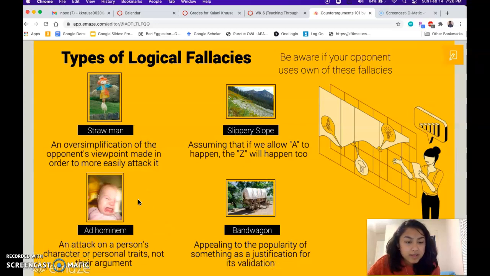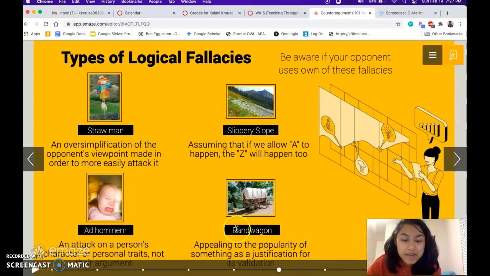Ad hominem is an attack on a person's character or personality traits, not their argument. This is more of a fallacy you will hear in debates where a common one is, oh, she's a girl, so she doesn't know what she's talking about, right? That has nothing to do with the person's argument. That only has something to do with their gender, and we're not even talking about gender. That is an ad hominem, very easy to point out. You just say, you are not talking about my argument. You're talking about something about me, has nothing to do with the argument.